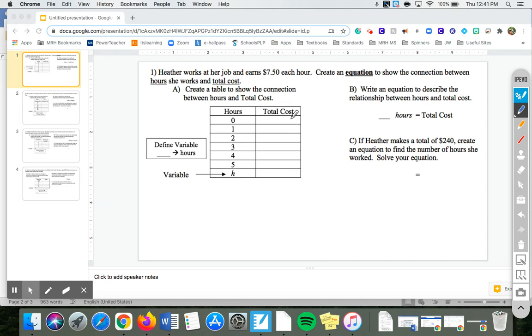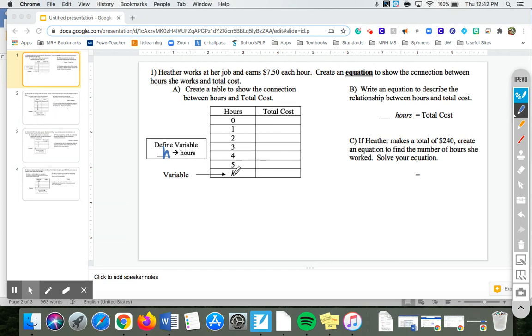First off, one thing you're going to have to get used to me saying is define your variable, which means say what your variable represents. Here I give you H. H represents the number of hours, is what we mean by defining our variable. A good first step is to sometimes think in terms of a table: how much would she make if she worked 0 hours, 1 hour, 2 hours, 3 hours, 4, and so on and so forth.